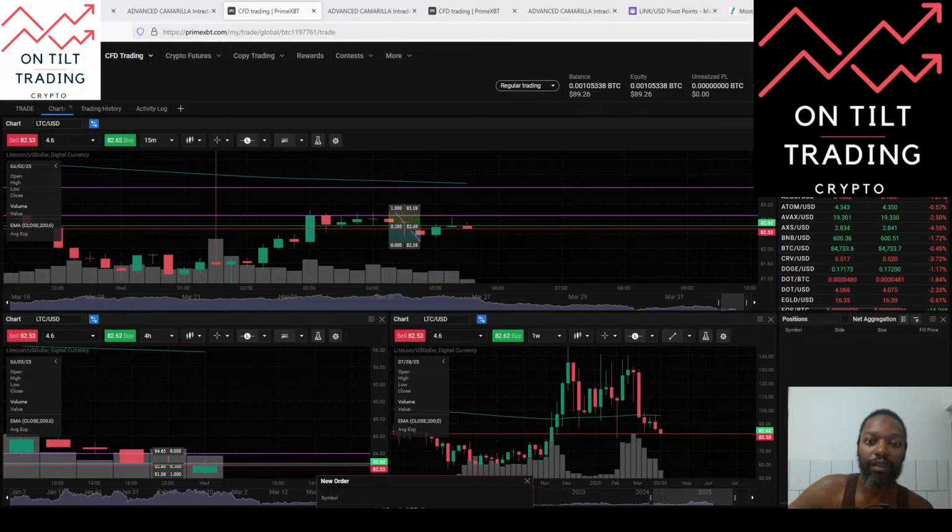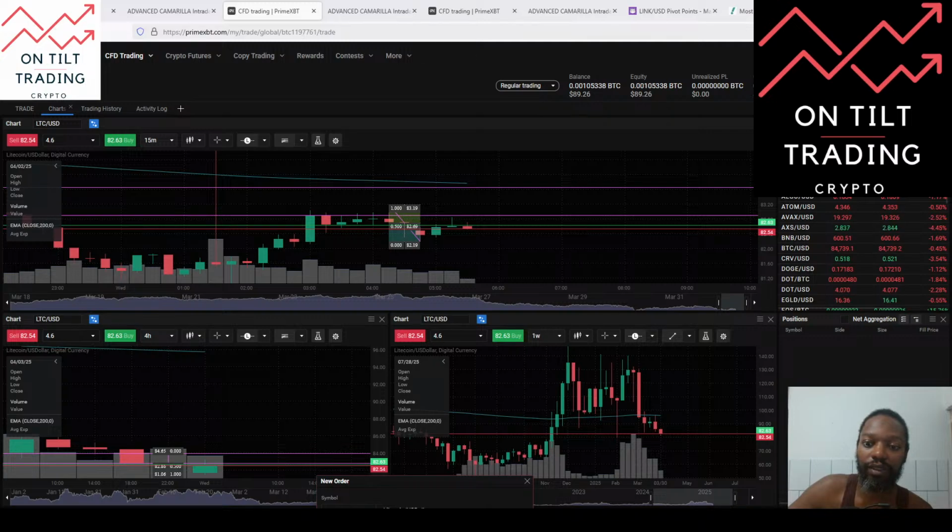What I'm seeing here on Litecoin, two main things at first: we are trading here at the R4 Camarilla pivot. This is R3 here. Same thing down here. This is R4 and this is R3. That's the first thing. Second thing I'm observing is the 200 EMA.